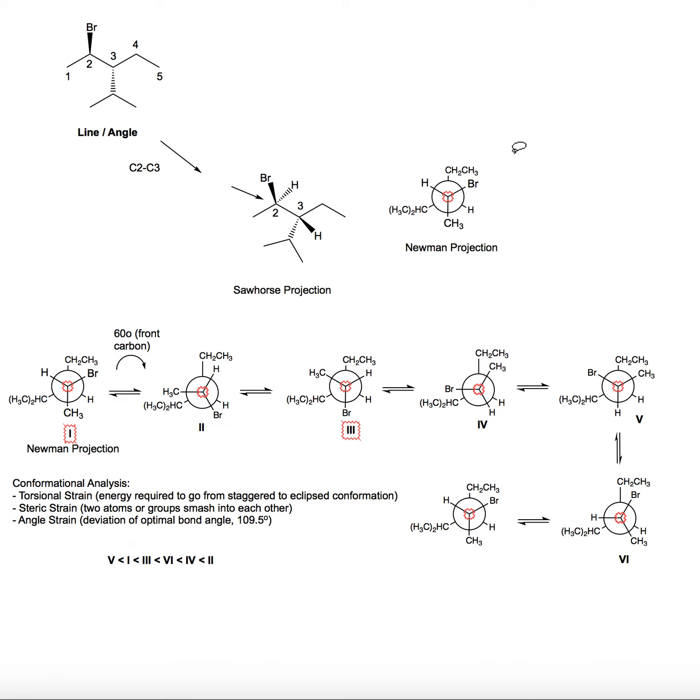Newman projections refer to a specific C-C bond. In this case, we drew the Newman projection out of this line and angle structure when looking at this molecule through the C2-C3 bond. Okay, so first step, draw the Sawhorse projection. In the Sawhorse projection, we show the hydrogens and the carbon-carbon bond that we are analyzing. So this bromine is coming toward us, hydrogen is back. This isopropyl is away from us, hydrogen is toward us. Once we have the Sawhorse, we just draw the proper Newman projection.